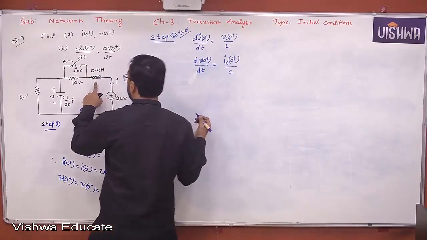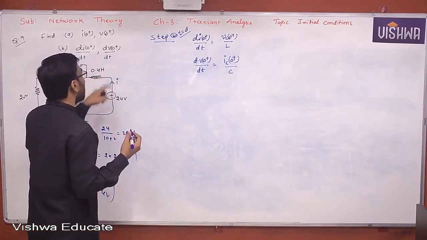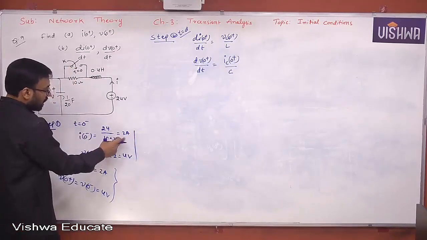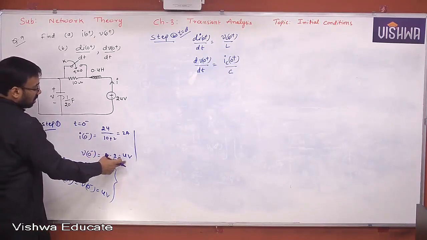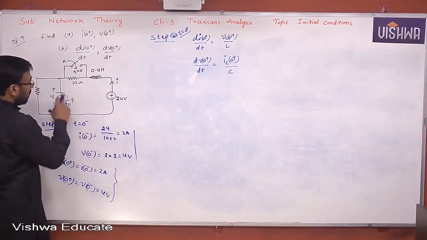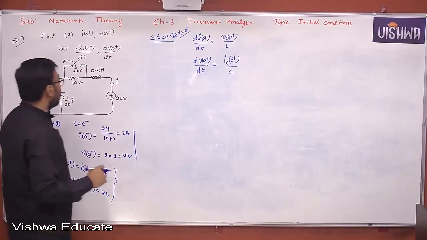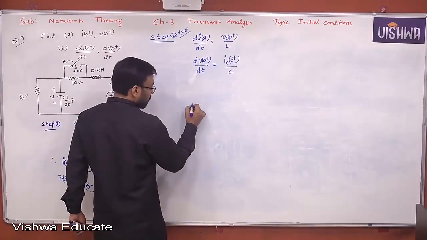Inductor is replaced by what? A current source with a parallel inductor model with the value of 2 amperes. Capacitor is replaced by what? A voltage source with the value of 4 volts with a series capacitor model. Finally, the network looks like this.